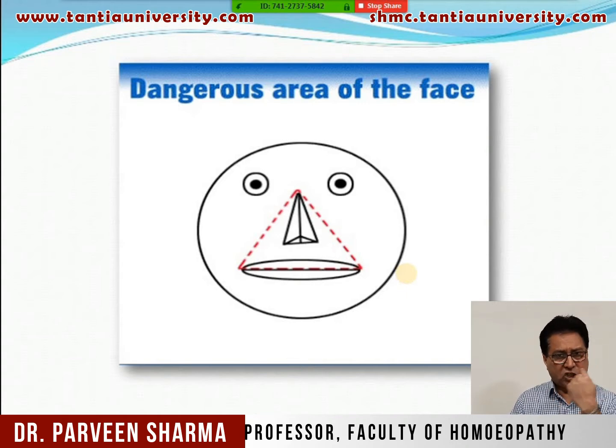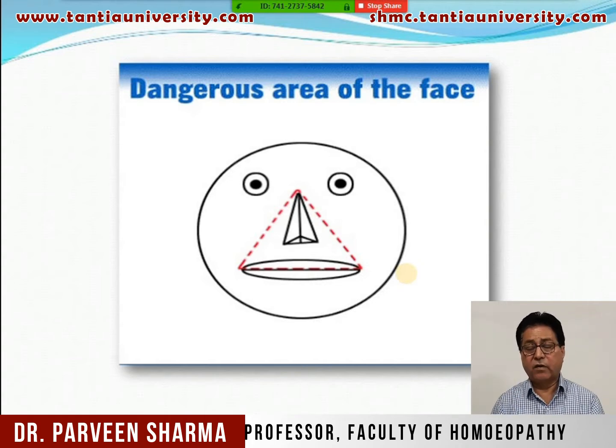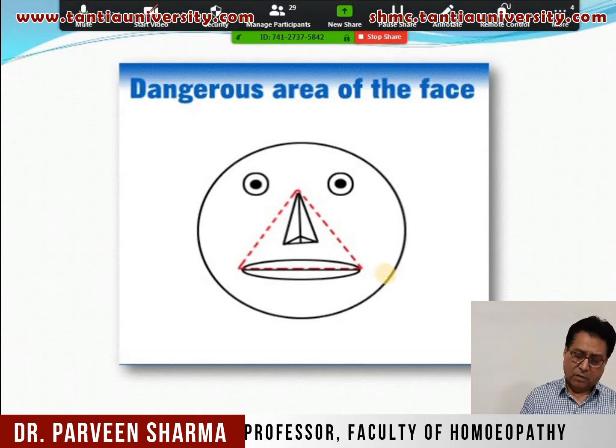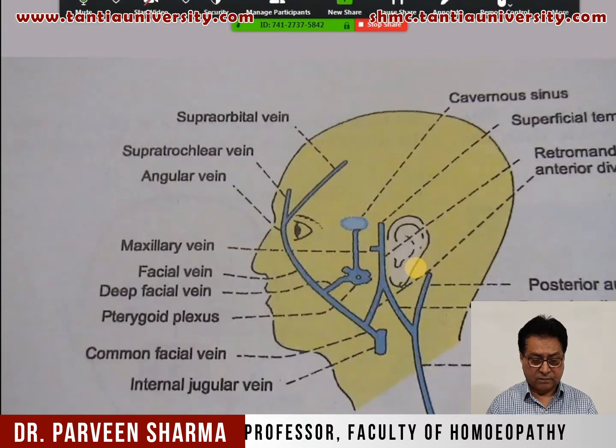So if any infection is there in this region and that infection is not treated properly, infection may go from extracranial to the intracranial. And once it goes to the intracranial within the cavernous sinus, it can be fatal and it can produce a lot of complications. That's why this dotted line, what you see in this dotted line, this area is dangerous area of the face.